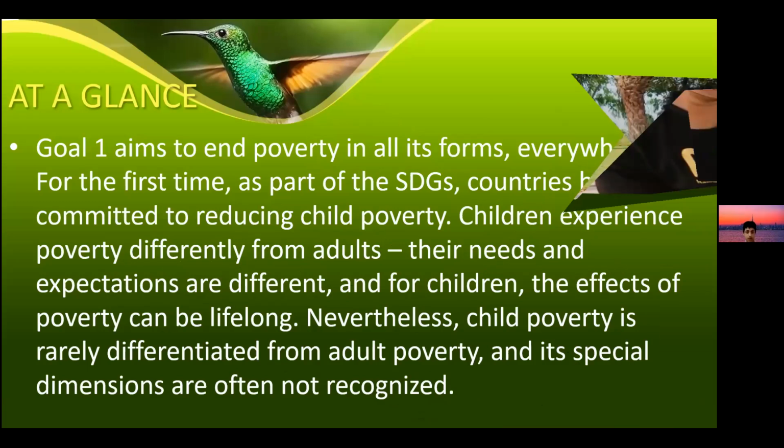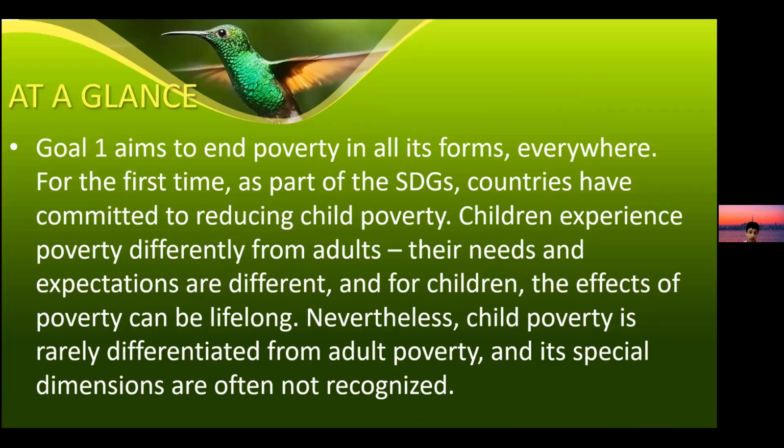At a glance, goal one aims to end poverty in all its forms, everywhere. For the first time, as a part of the Sustainable Development Goals, countries have committed to reducing child poverty. Children experience poverty differently from adults. Their needs and expectations are different. And for children, the effect of poverty can be lifelong. Nevertheless, child poverty is rarely differentiated from adult poverty, and its special dimensions are often not recognized.